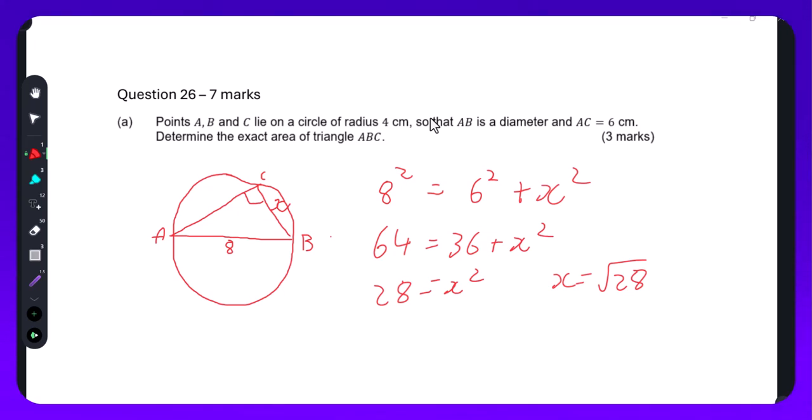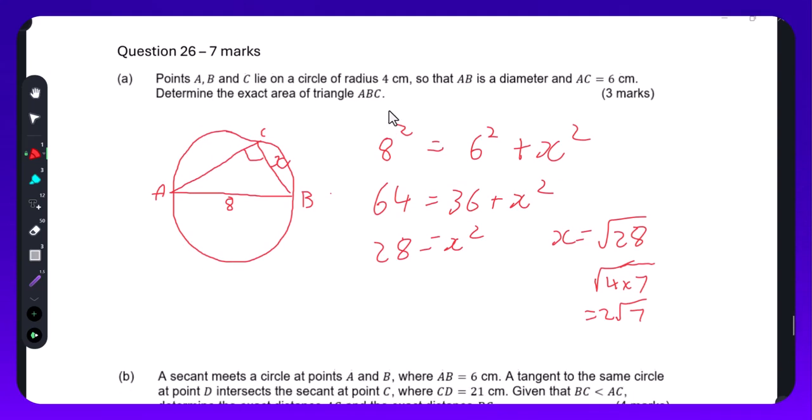Hopefully we know that we can change that into root 4 times root 7. I picked root 4 because that's a square number. It's the biggest square number that will be a factor of 28, and then therefore that will be equal to 2 root 7. Okay, so 2 root 7 is x, and that's the length of the base.